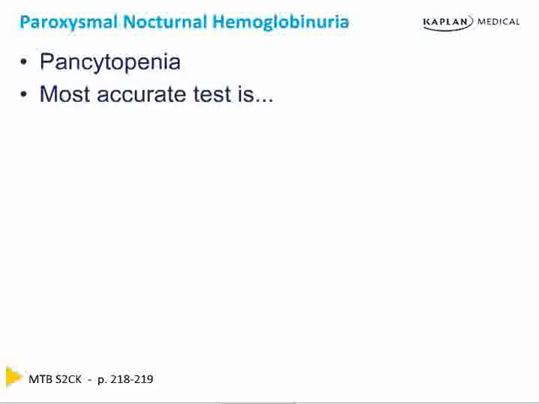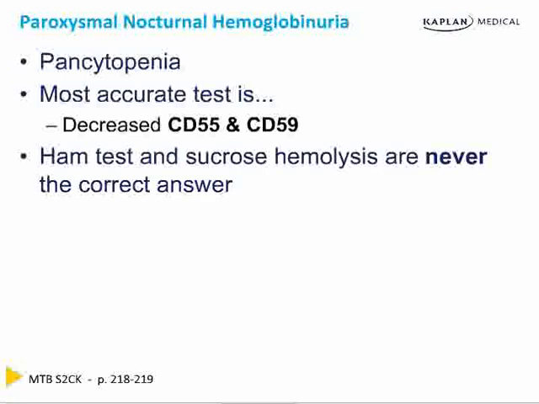The most accurate test is a decreased level of CD55 and 59. The Ham test and sucrose hemolysis tests are never the right answer. That's old stuff. You should never have been taught. And if you haven't been taught, don't learn it, because we only would even mention it here because this is a board review course. We're doing Step 2 CK. So we've got to tell you what the wrong answers are.